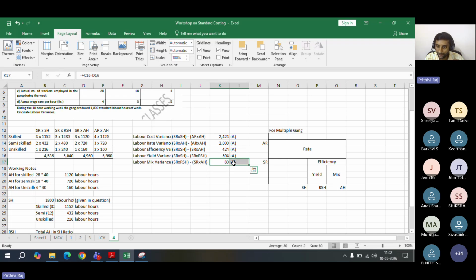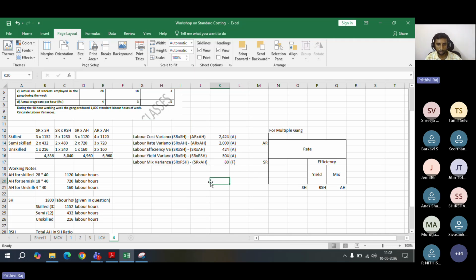Only because of the mix, we see some favorable. Other than that, there is a drop in value because of labor efficiency, which is an increase in cost or a drop in efficiency. Both are the same, right? 504 adverse, and there is an increase in the wage rate, 2000 adverse. This is how we have to read and interpret the result.